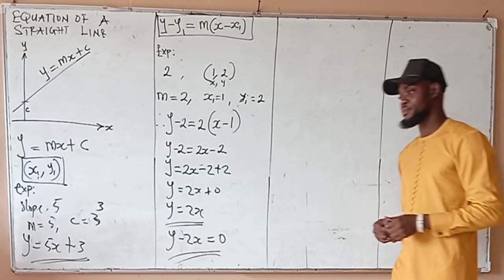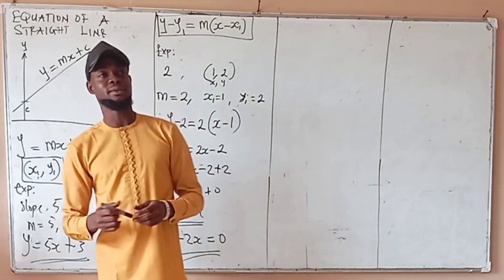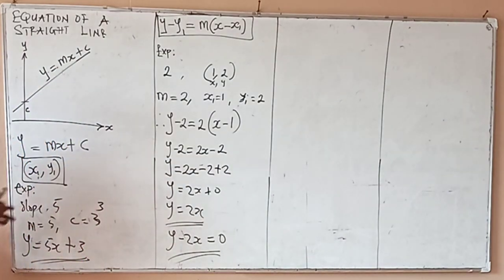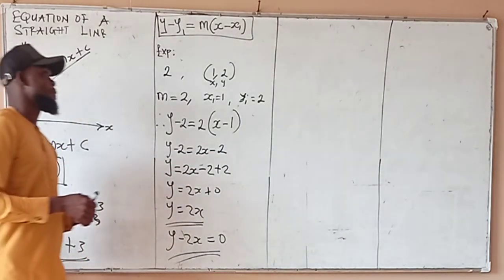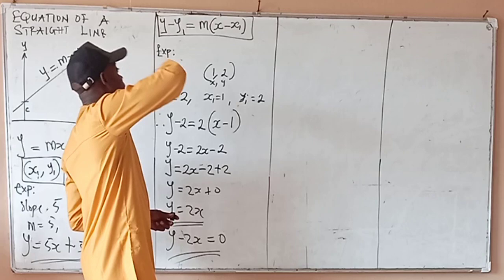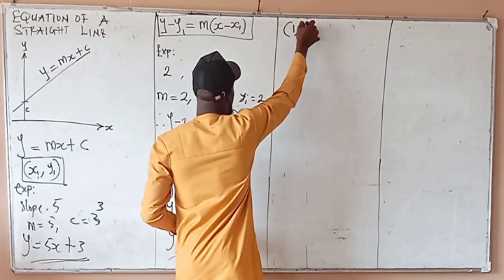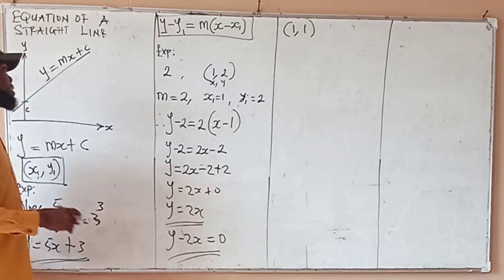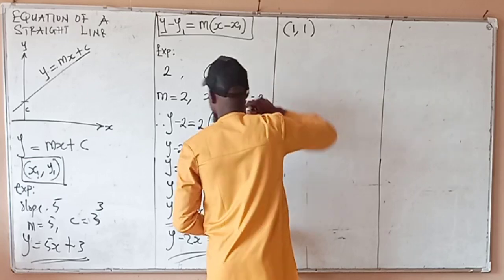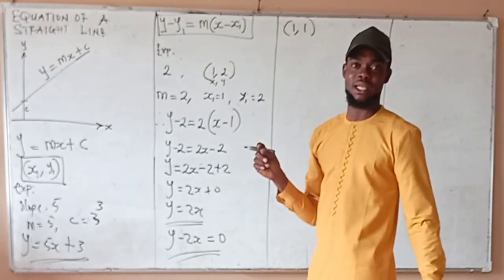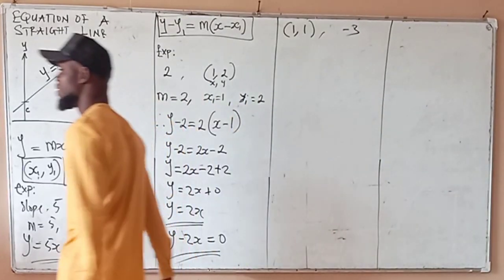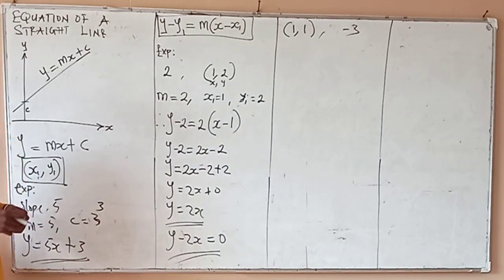Find the equation of a straight line that passes through a given point (1, 1), having a gradient equal to minus 3.